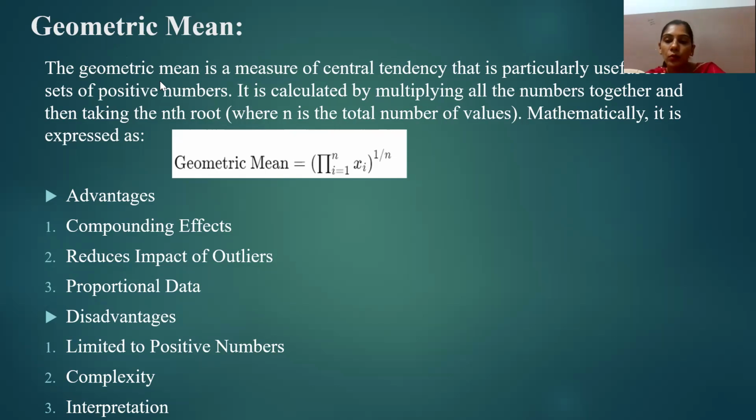So first one is compounding effect. Geometric mean accurately reflects the compounding impact of the growth rate or the investment return over a time, which makes it appropriate for those contexts where the arithmetic mean is not suitable. Basically, as I have discussed in the previous topic, the calculation of geometric mean is applicable in various fields of business statistics.